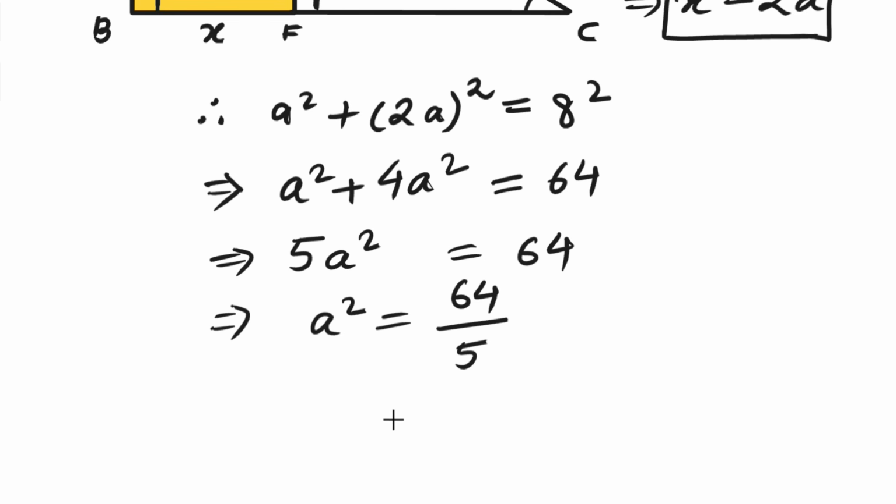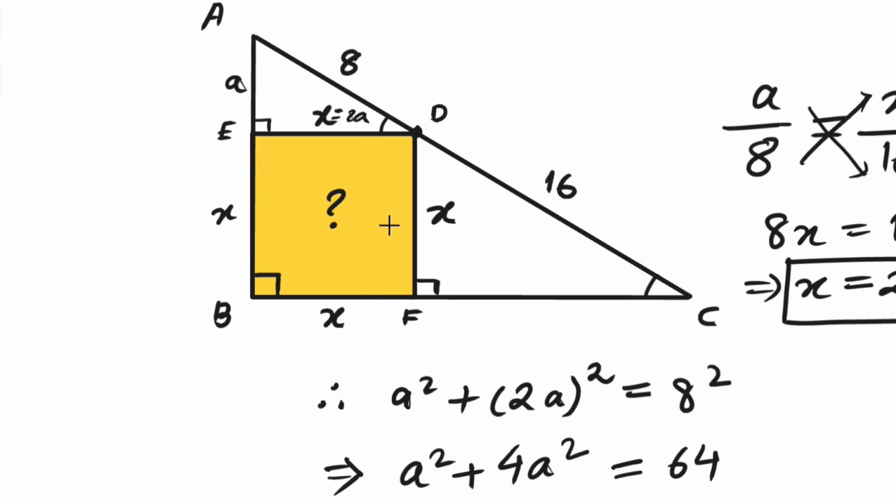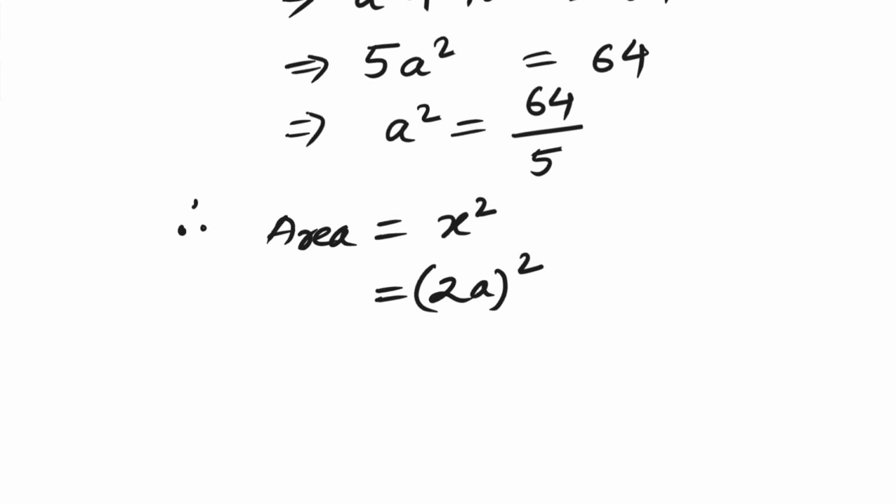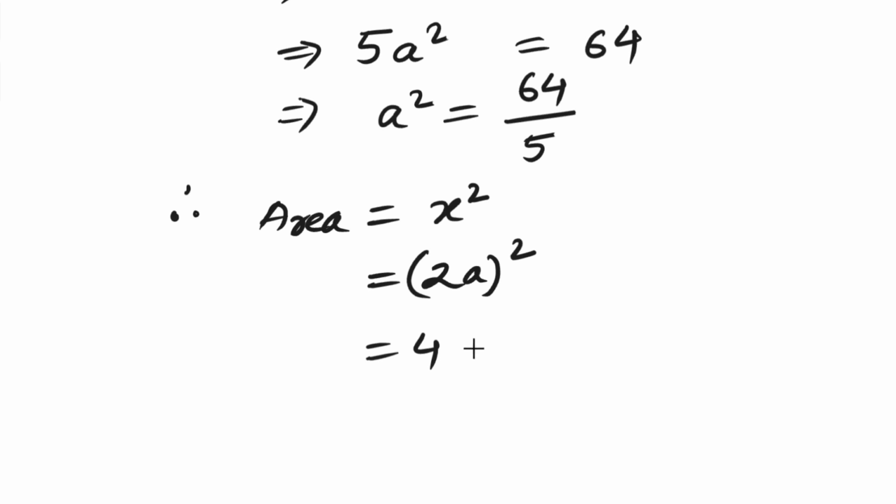Great. Now we're ready to find the area of the square. The area of a square is simply the side length squared. Since the side length x equals 2a, the area is x squared, which becomes the quantity 2a whole squared. Squaring 2a gives us 4a squared. Now substitute the value of a squared that we just found. The area equals 4 multiplied by 64 divided by 5.